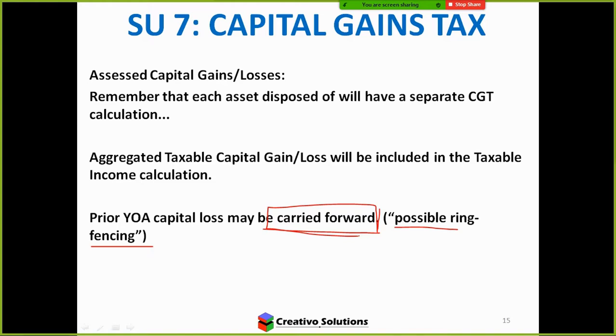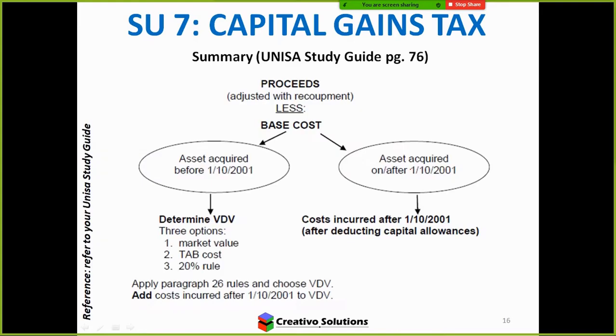Yes. Something else to consider is that you do have to aggregate all the gains and losses. Aggregate means to add up. Do you agree? Yes. And the total is included in the taxable income calculation. Here's a really great summary. I can't do better than this, so I've just literally taken it from the textbook. This is the reference. Look at the study guide.